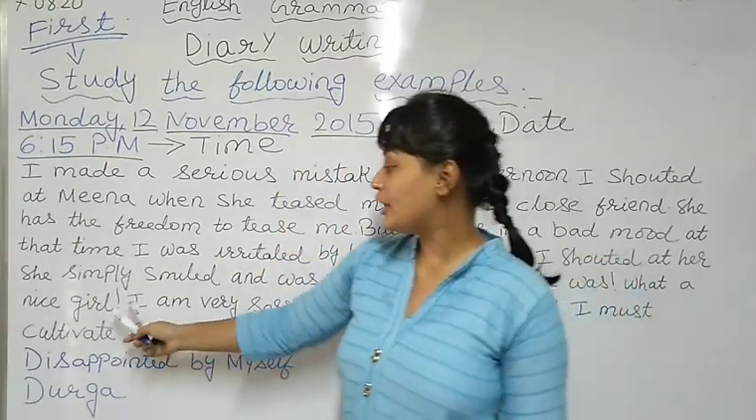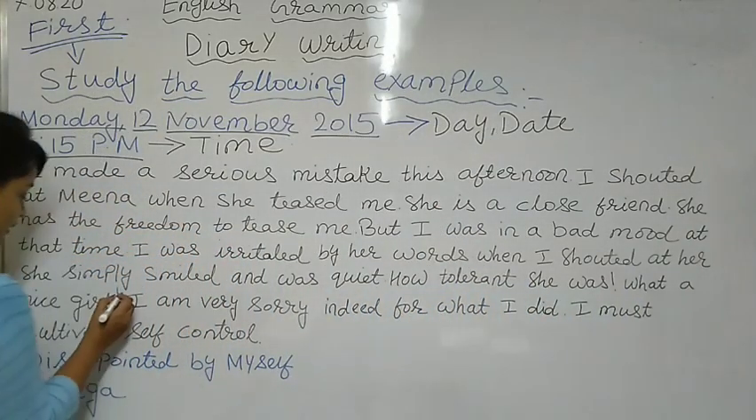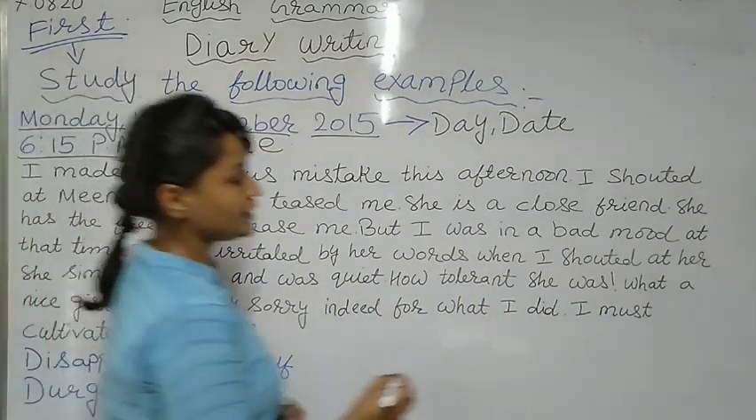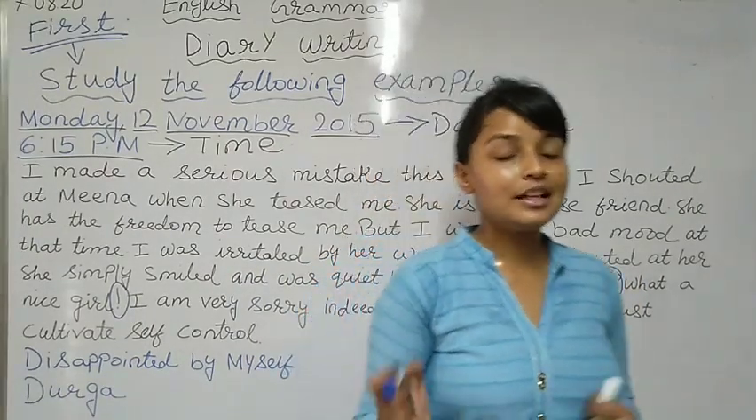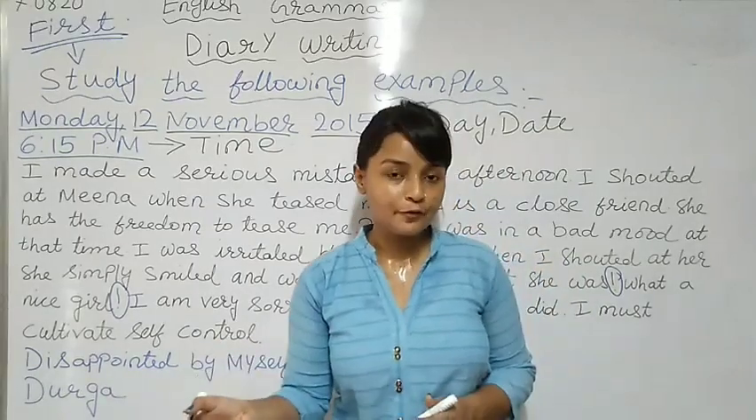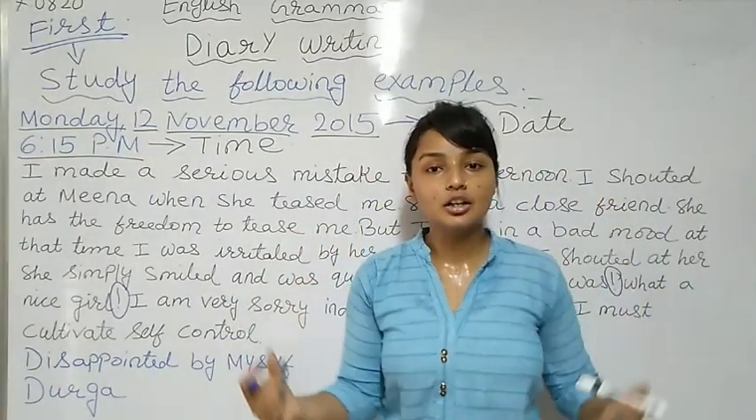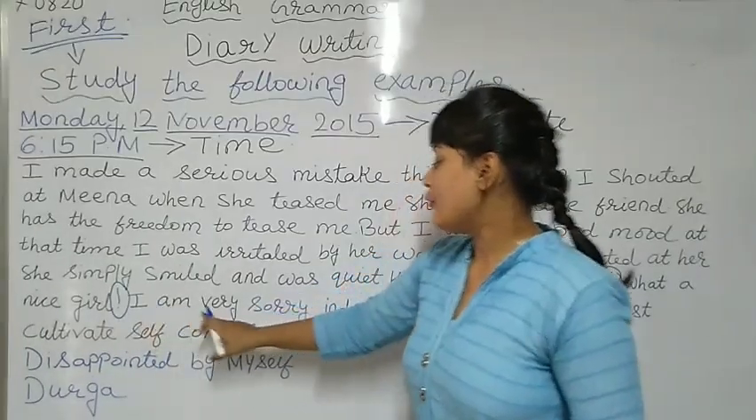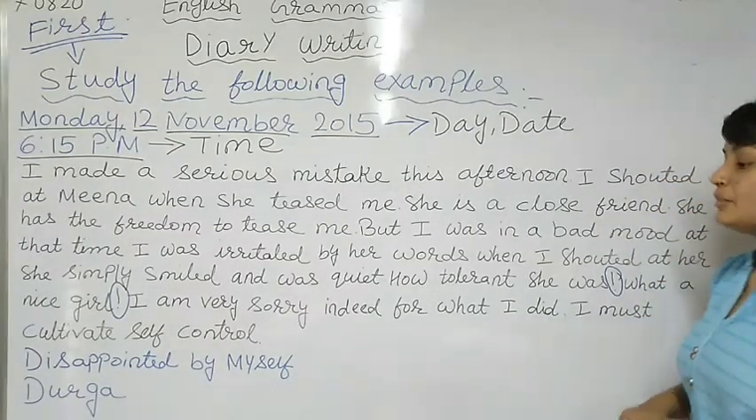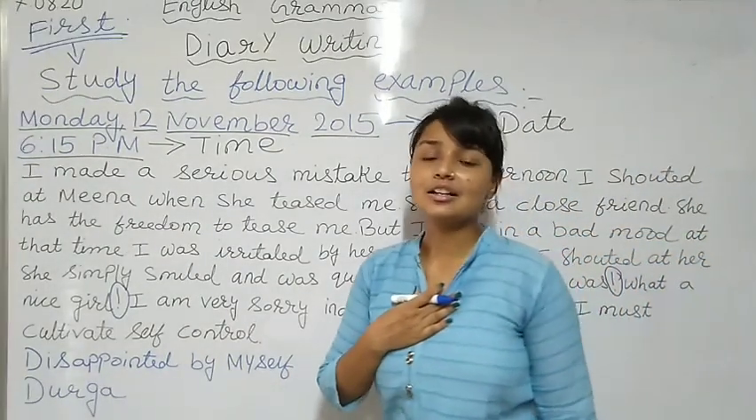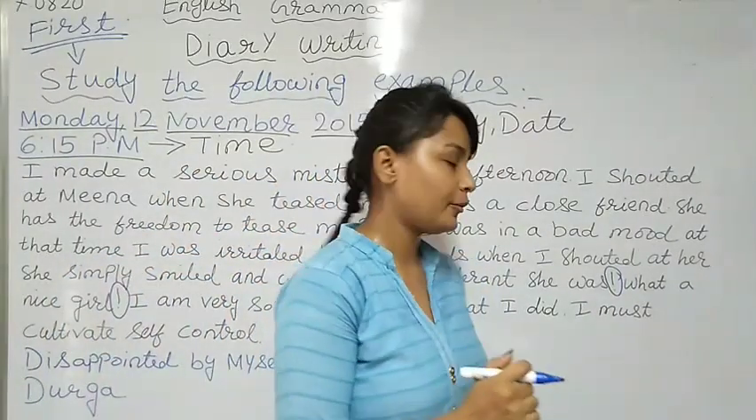See, over here there is an exclamatory mark also, students, and obviously over here. So this exclamatory mark exclaims that they were talking about the close friend, right? Means how she is such a good girl. I am very sorry indeed for what I did. Means I am very much sorry that I have shouted at her. These lines were written in the diary.